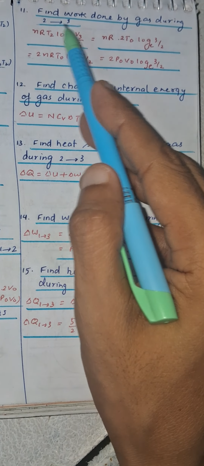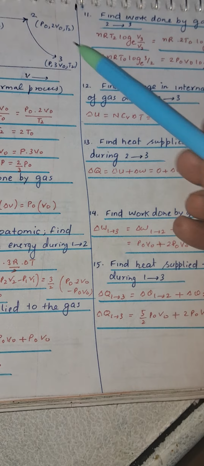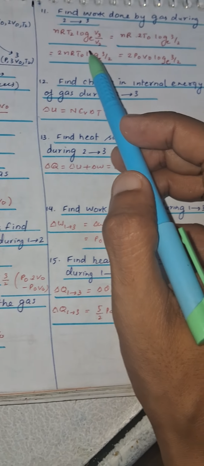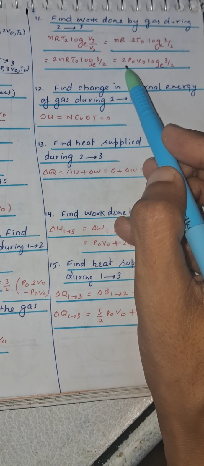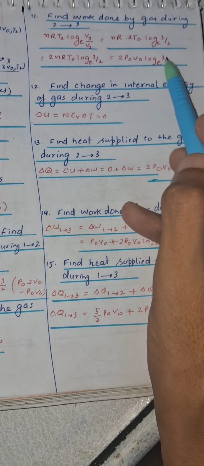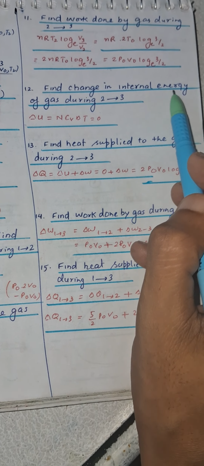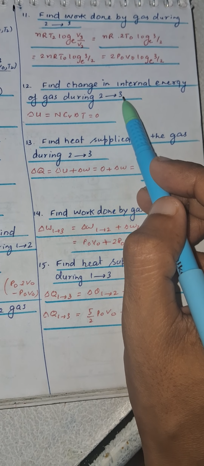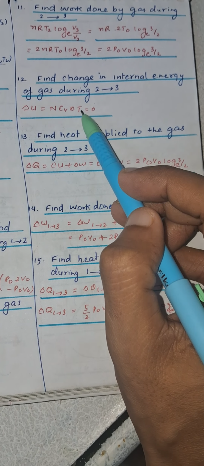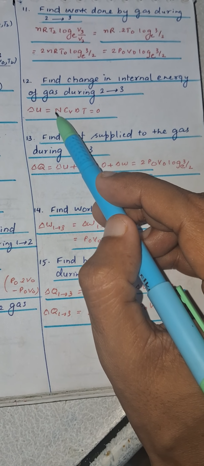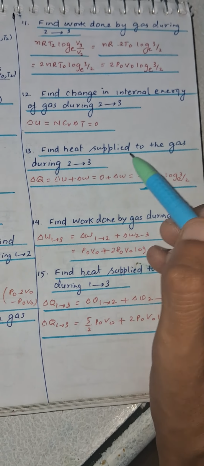Then another question is find the work done by the gas during 2 to 3. Since the 2-3 process is isothermal, as given in the question, in an isothermal process work done is nRT log V2 by V1. After substituting the values we have twice P naught V naught log 3 by 2 to the natural base e. Then another question: change in internal energy of the gas during the process 2 to 3. Since process 2 to 3 is isothermal, delta T is 0, and change in internal energy is given by n CV delta T. Delta T is 0, that means delta U will also be 0.